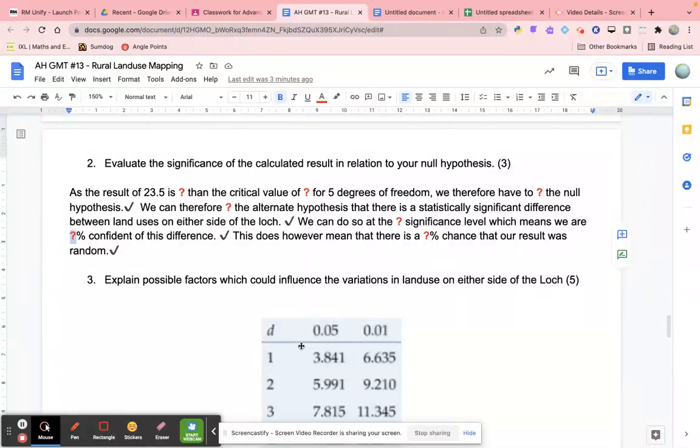And in this case, we're talking about the differences in land uses on the north and the south facing side of the valley. This does, however, mean that, and we have to write this down, we have to accept there's a 1% chance that our result was just random. So if we did this across 100 valleys, one of those valleys would just have had a random accidental result.